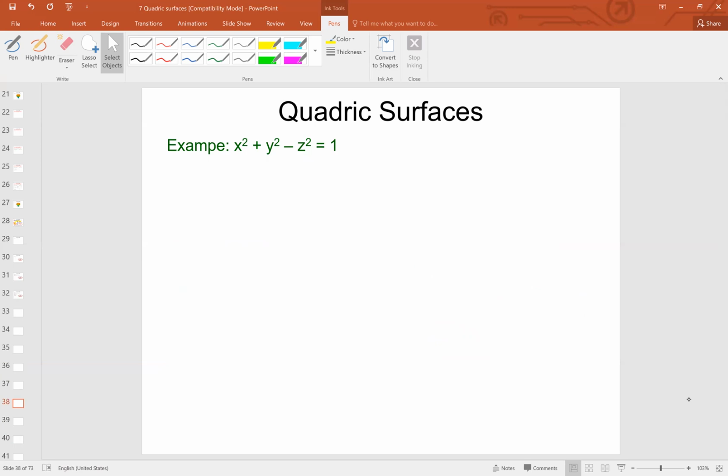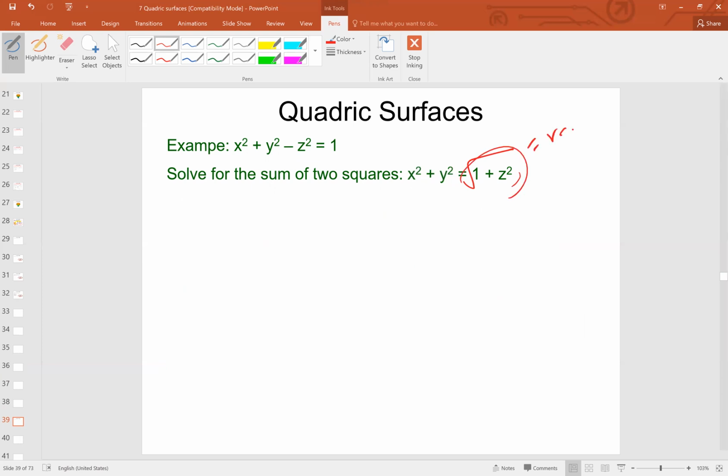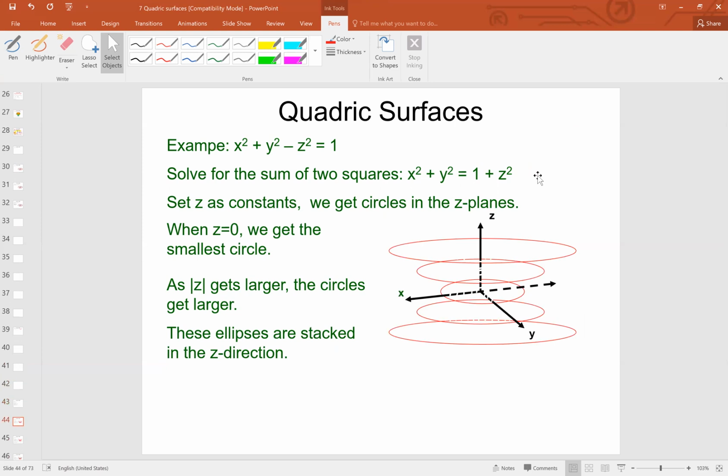Now let's change one of the signs. So what happens if z squared is a negative term? Well, move it to the other side, and look at x squared plus y squared. That's a circle, and that circle has radius the square root of this number. This is always bigger than 1. So let's take a look at the trace, setting z equal to a constant. Here is when z is equal to 0. Then you get the equation x squared plus y squared equals 1. In other words, on the xy plane, you have a circle of radius 1.